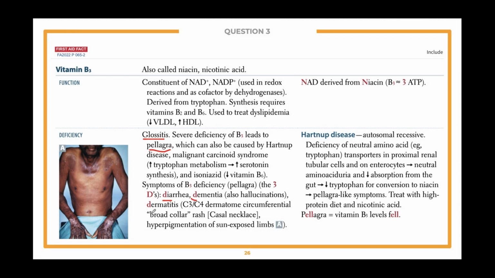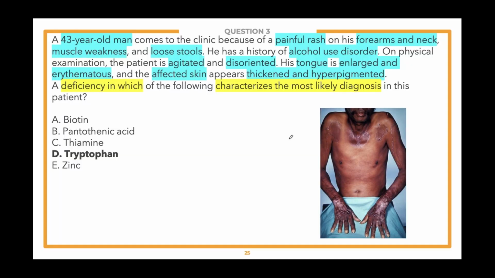Now, niacin is derived from tryptophan. So if you were to have a decrease in tryptophan absorption or an increase in tryptophan metabolism, what they have listed there, for example, that could result in pellagra. Which is why answer choice D, tryptophan, was the best answer here. So if we go back to our answer choices, you can see tryptophan is the best answer because niacin is derived from tryptophan. So if you have a deficiency in tryptophan, that would present with pellagra-like findings.